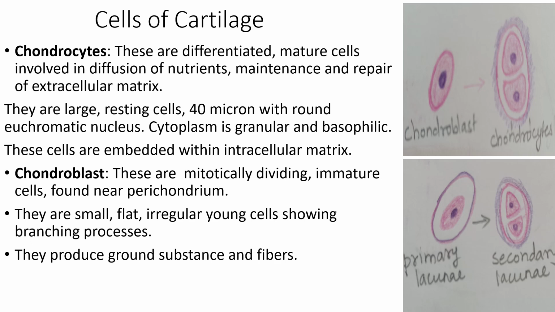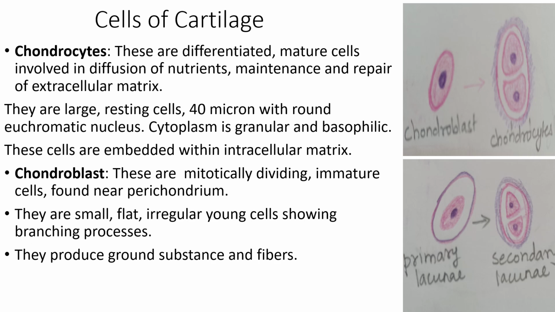Then the second variety of cells is chondrocytes. So we can see in the figure also the chondrocytes are differentiated and mature cells, and their function is to provide nutrition by diffusion, then to maintain and repair the extracellular matrix. If we compare it with the chondroblast, the chondrocytes are larger in size. Then we have seen that the chondroblasts are mitotically active, means these are active cells, whereas chondrocytes are resting cells, and as they are large, their diameter is about 40 micron and they have round euchromatic nucleus. The cytoplasm of chondrocytes is granular and more basophilic, and the chondrocytes are embedded within the extracellular matrix.